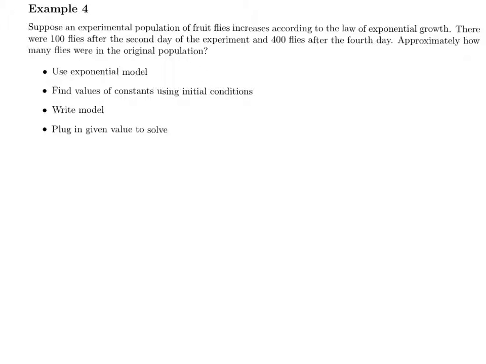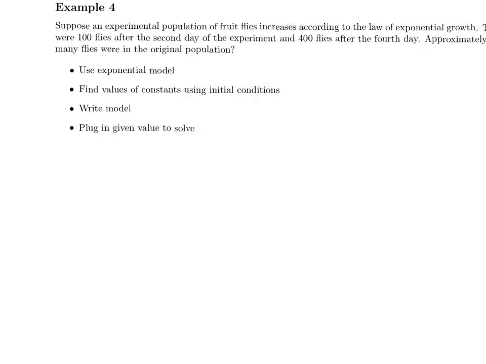All right, so we have some fruit flies, and the population is increasing according to exponential growth. After the second day of the experiment, there were 100 flies. After the fourth day, there were 400 flies. How many flies were there originally? Okay, what kind of value do you expect that to have? Lower than 100. You got it.